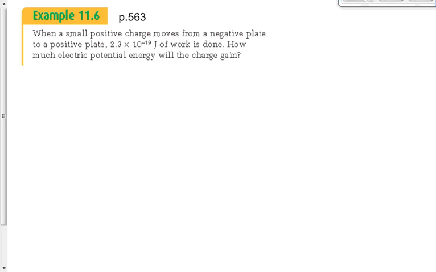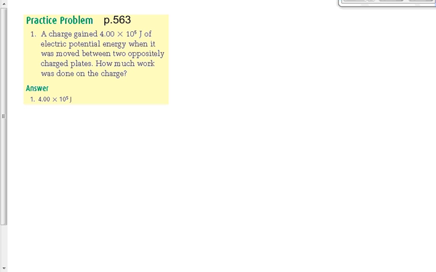When a small positive charge moves from a negative plate to a positive plate, this much work is done. What's the change in potential energy, or the gain in potential energy? It's going to be 2.3, right? Work is equal to the change in potential energy. Similarly, for this question, it gains this much potential energy. How much work is done? 4.0 times 10 to the 5 joules, right? Easy enough.